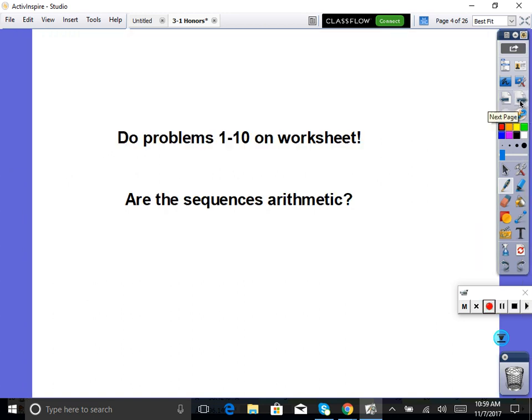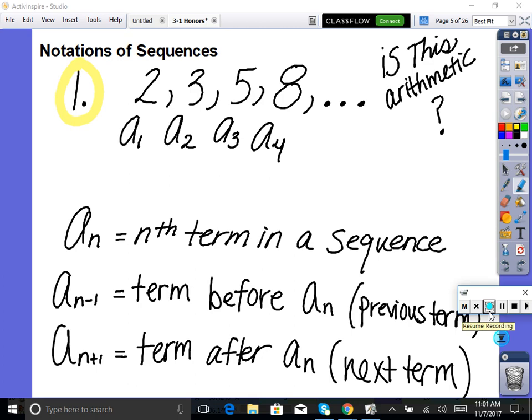Okay, what I want you to do is 1 through 10. It's asking you, is this arithmetic? If so, tell me the common difference. If not, just state no. Ready, go.